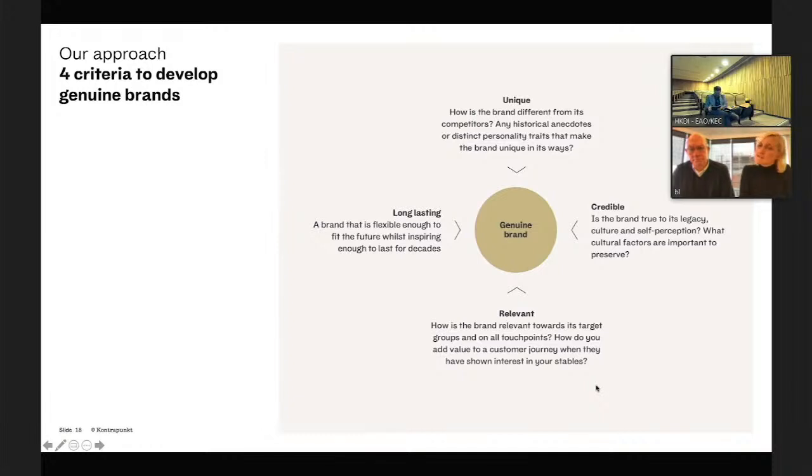And then, of course, as a last thing, we want to make sure that everything we do is long-lasting. What we do here at Kontrapunkt is not campaigning that changes every week. This is solid work that is useful for many, many years to come. So when we do these large-scale brand transformations, we also want to make sure that it's not just design that looks right today, it also needs to look right tomorrow.